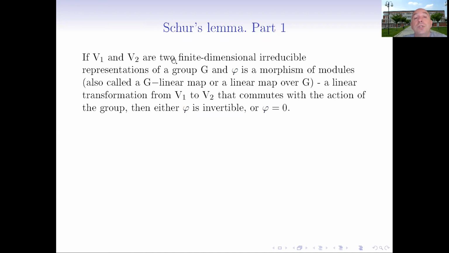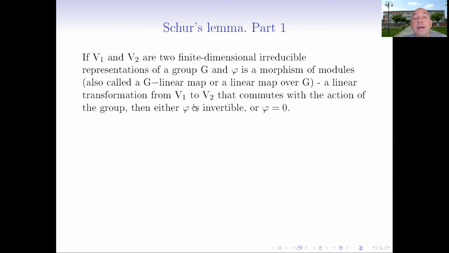Suppose V1 and V2 are two finite dimensional irreducible representations of a group G, and phi is a morphism of modules from V1 to V2 that commutes with the action of the group. We call these morphisms of modules. That's another notation for them. We also call them G-linear maps or linear maps over G. That's the same.